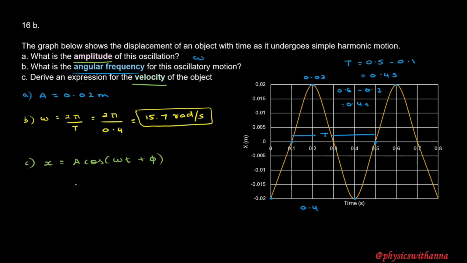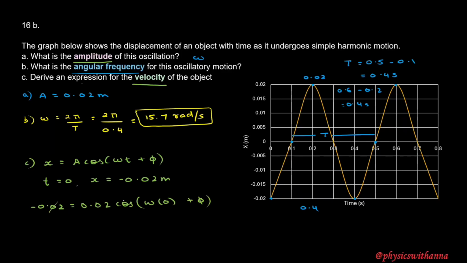So let's consider the initial condition at time t equals 0. My x value is negative 0.02 meter, because when time t is 0, the position of x is negative 0.02. We are starting from here. So let's substitute this in the expression. We get negative 0.02 equals amplitude, which is positive 0.02, cosine omega, we are taking time t as 0, plus phi.